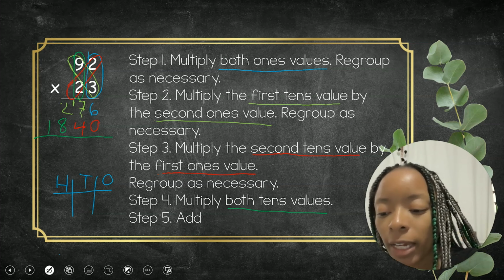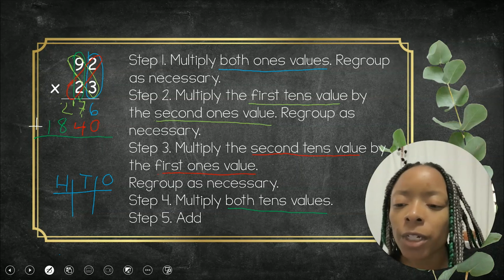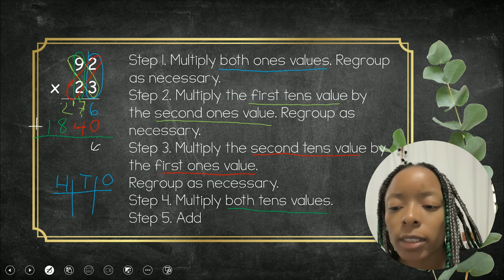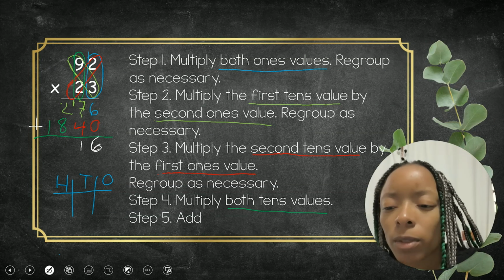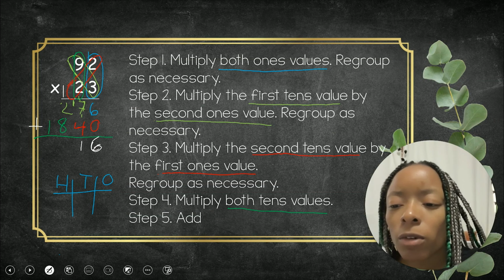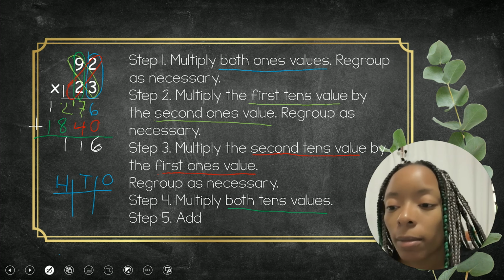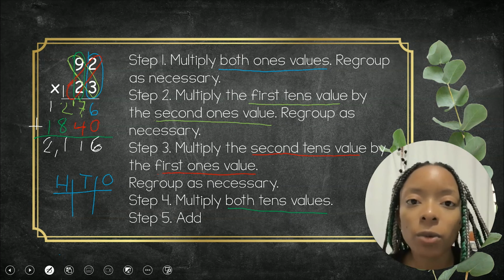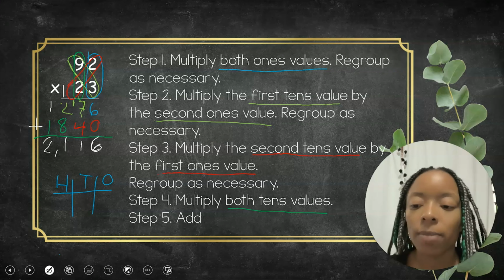Finally, we're going to add these numbers together. We have 276 plus 1,840. 6 plus 0 is 6. 7 plus 4 is 11. We're going to regroup the 1. 1 plus 2 is 3. 3 plus 8 is 11. Again, we want to regroup. 1 plus 1 is 2. Our answer now is 2,116 for 92 times 23.